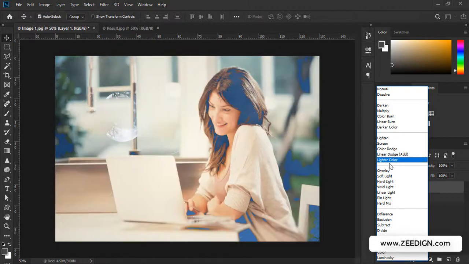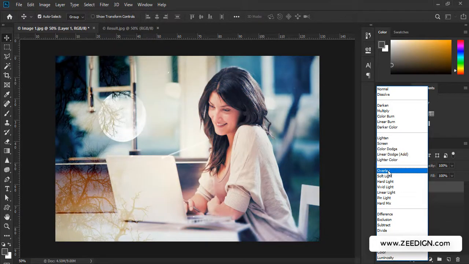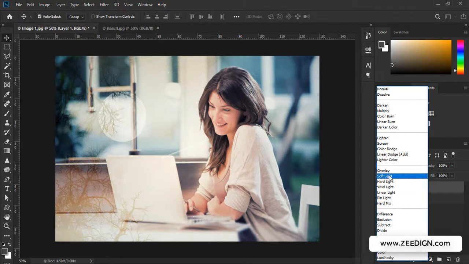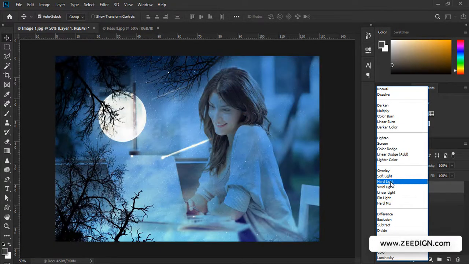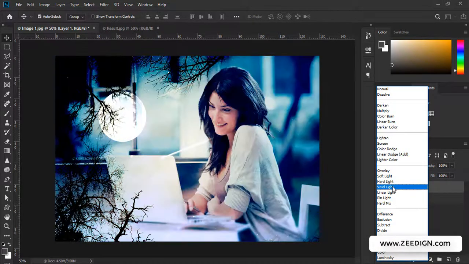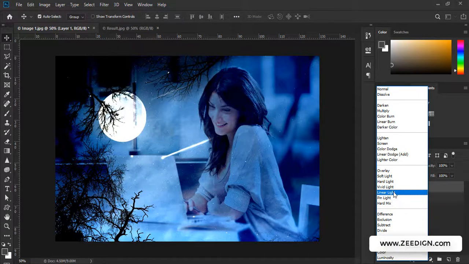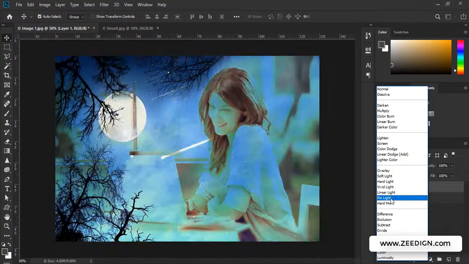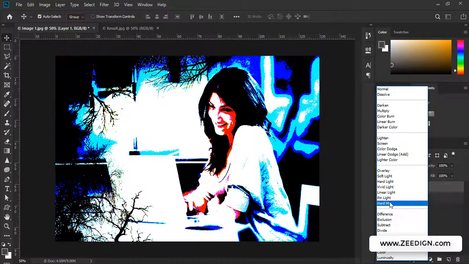So it is a combination of those two. Moving on to the next one, which is soft light. It is again sort of overlay, just a bit dim. Hard light is really intense as compared to these two. And then we have vivid light, and then we have linear light. All these are pretty much like each other, and this is hard mix.